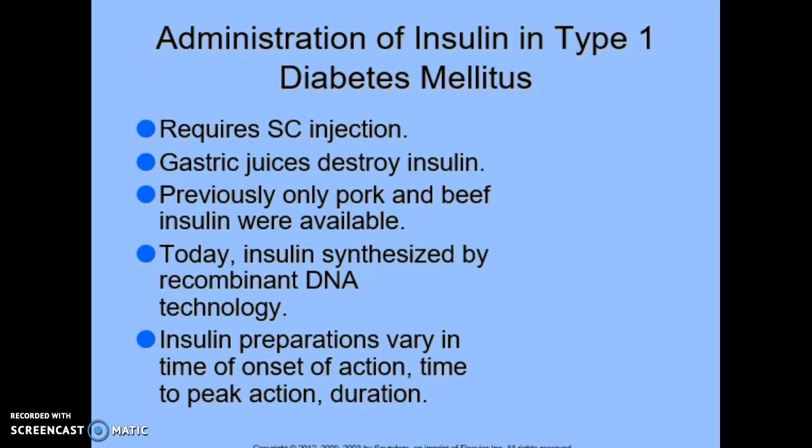So it's important that depending on what insulin the patient is taking, they need to know how to prepare it, what the time of onset and action is, when it is going to peak, and how long it is going to last. So see Table 28 also to look at what types of insulin preparations are available and how they compare in terms of onset and action.